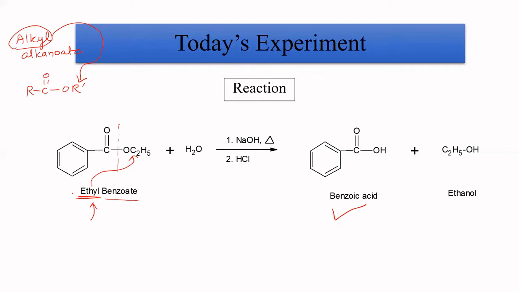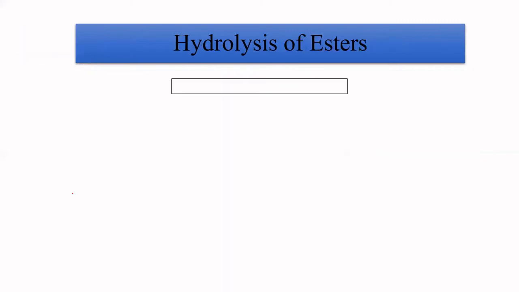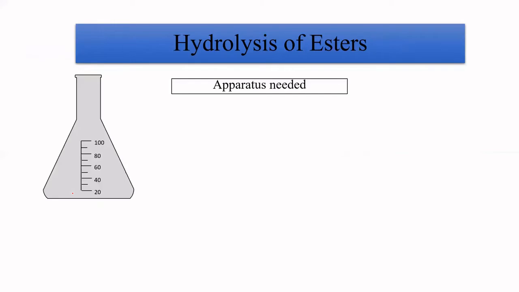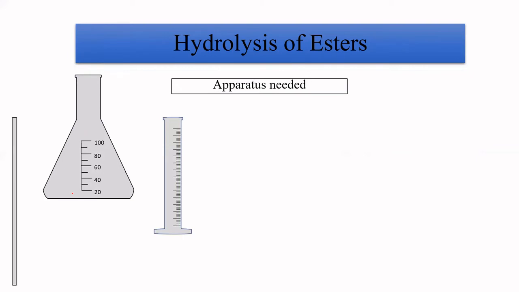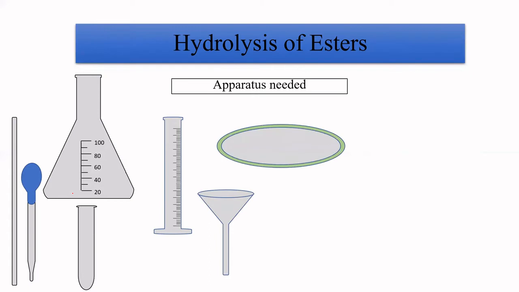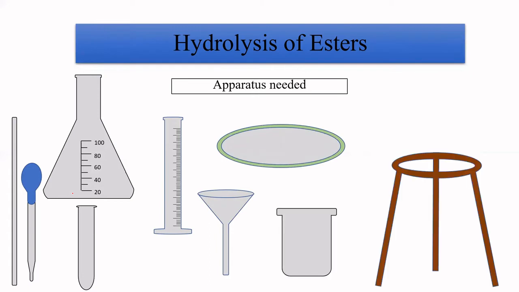So what are the different apparatus we need for the reaction? Apparatus needed: you need a conical flask. We are going to perform the experiment in the conical flask. A measuring cylinder to measure the amount of the different reagents that we are going to use in the reaction. Glass rod you need, dropper you need, test tube, funnel for the filtration, watch glass for collecting the sample, beaker, stand, wire gauze. Everything that is needed is there in your lab.